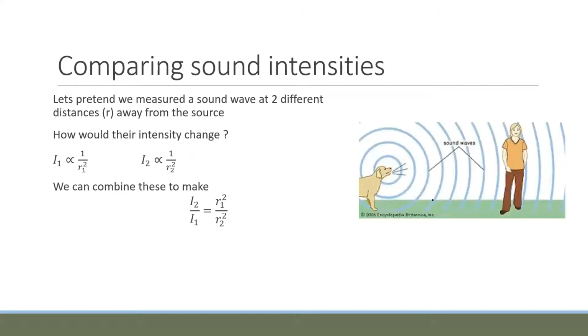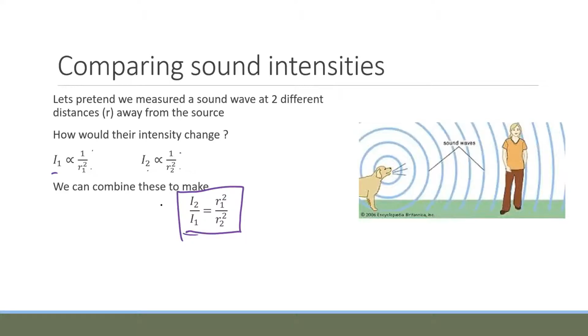So let's pretend we measure sound intensity at two different distances. We can have I1, which is proportional to 1 on R1 squared, and I2, which is proportional to 1 on R2 squared. We can combine these formulas to make this. Now you can use an equal sign because you're just comparing two intensities. If you know what I1 is and you know their radiuses away, you can actually find out what I2 is.